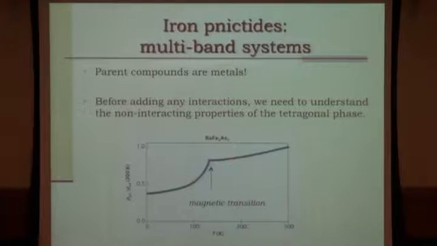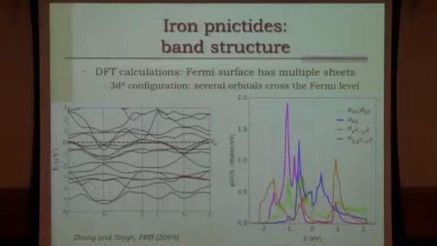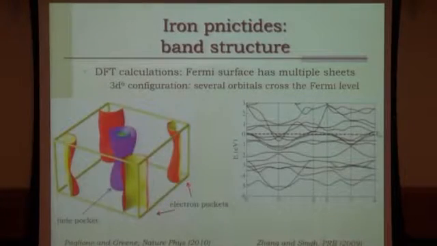So one of the important ingredients is that these are metals. So one way or another, we need to understand what their Fermi surface is. And then you ask your favorite DFT friend to do the calculation, and then you start having nightmares, because this is how the band structure looks. There are so many bands crossing the Fermi level. If you look at individual orbitals, you see that you have mostly xy, xz orbitals, but a little bit of x squared minus y squared as well. So this is very complicated.